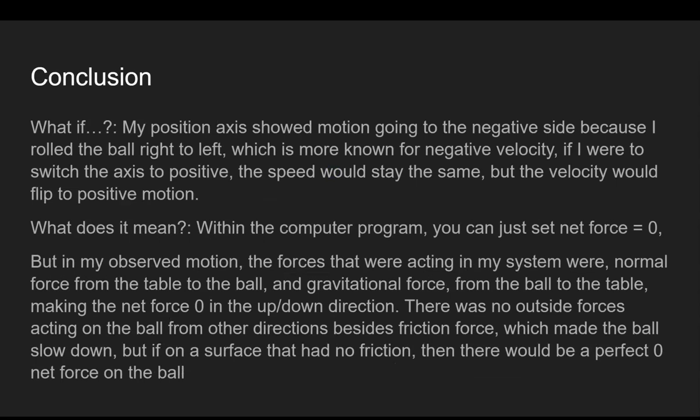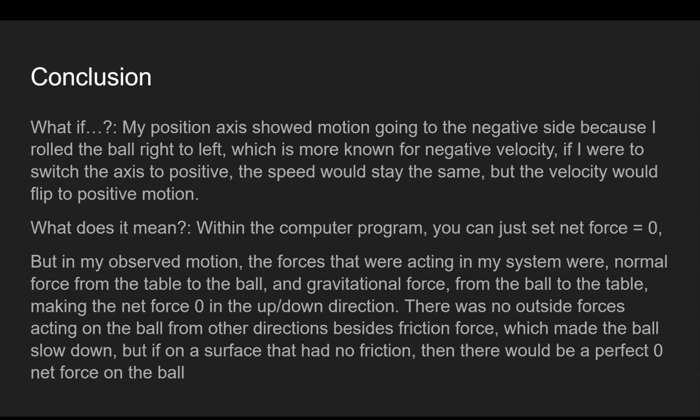So right now, the position axis that I had was negative because in the video I showed you, I rolled the ball right to left, which is more known for negative velocities because of graphs that we've seen as kids. But if I were to switch the axis to positive, speed would stay the same because it is a scalar, but velocity would not because it is a vector, and it would flip to positive motion instead of negative motion. But you may be asking, what does this all mean?